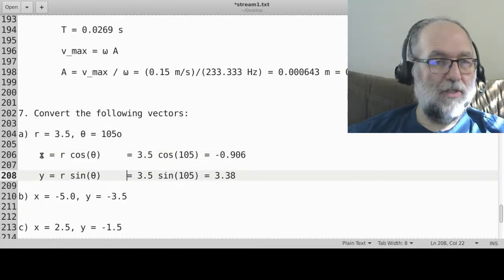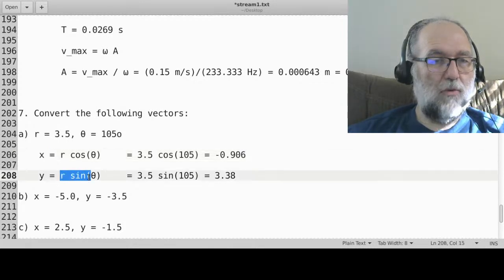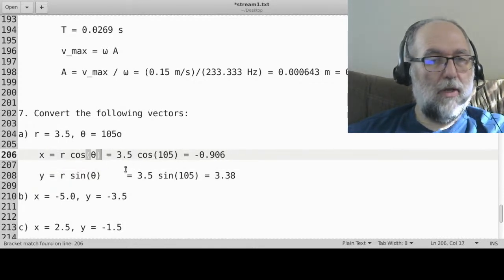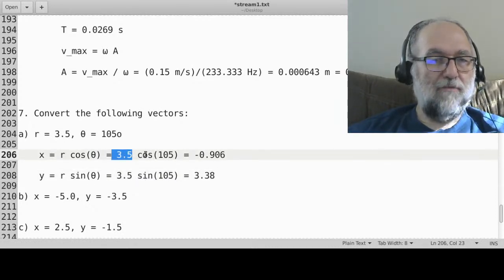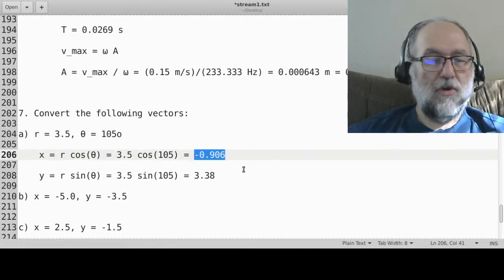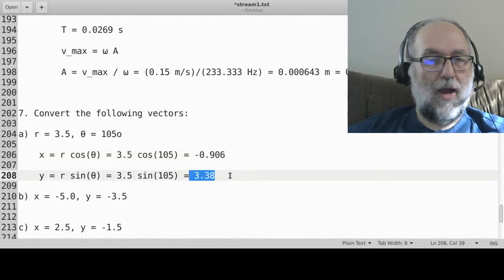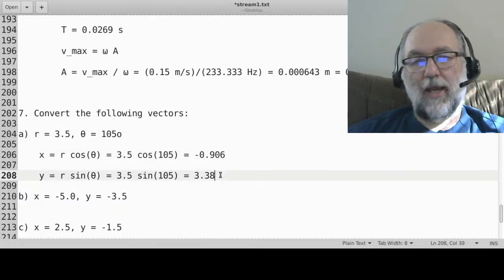Just concentrate on the formulas first. You have R, you have theta, so if you do R cosine theta, you get X, and if you do R sine theta, you get Y, like that, okay? And so here's where I did those values, okay? So R is 3.5, the angle is 105 degrees, and you get, for your X value, negative 0.906, and for your Y value, 3.38, okay?